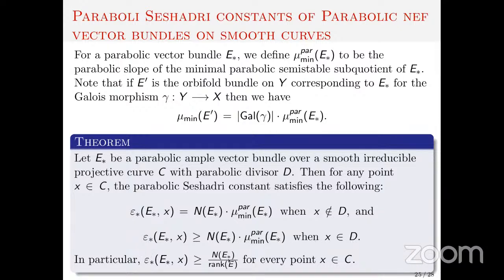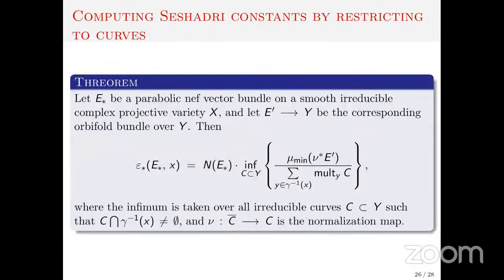So in particular, in both the cases, this is bigger than or equal to n of E star divided by the rank of E. And if you consider E star as a vector bundle only with no parabolic structure, then the D is empty in that case, and then n of E star will come up as 1. So this result generalizes the known results due to Hacon for Seshadri constant of vector bundles on smooth curves.